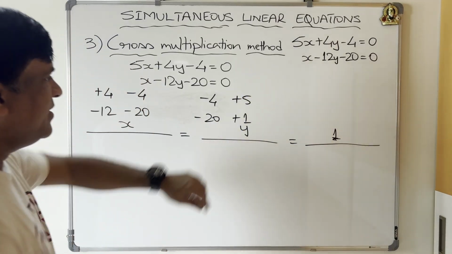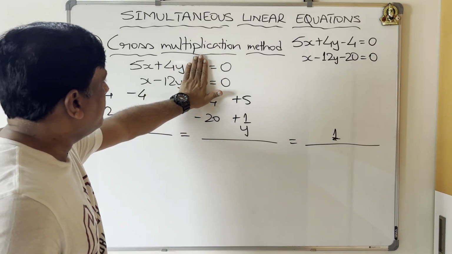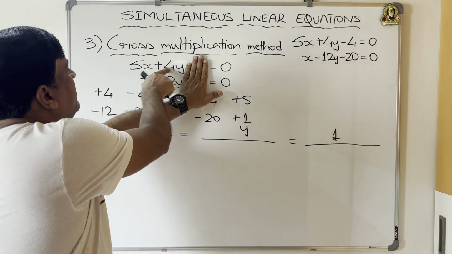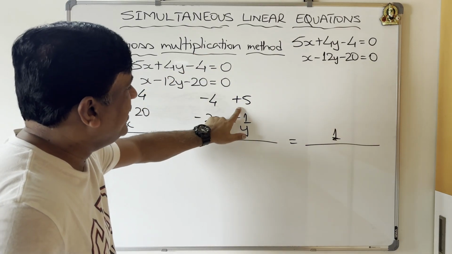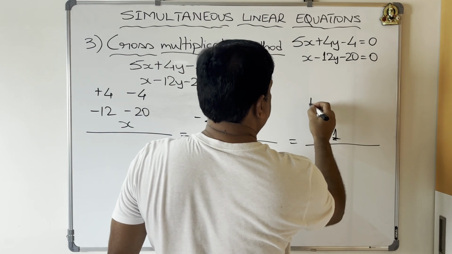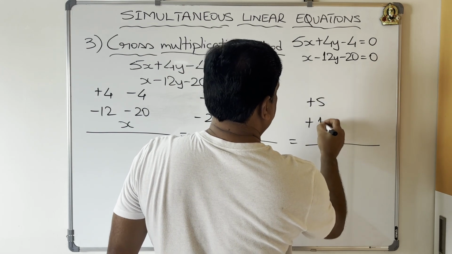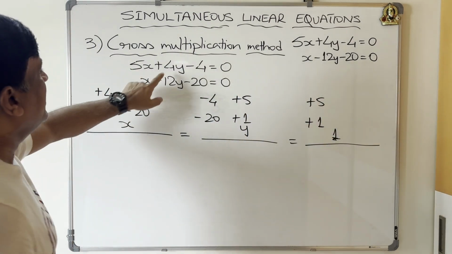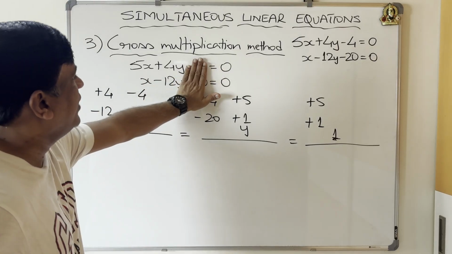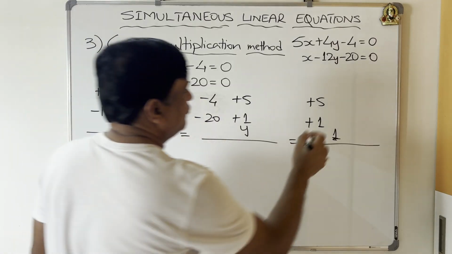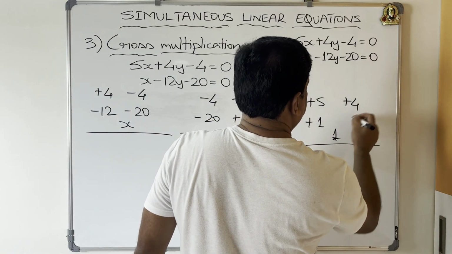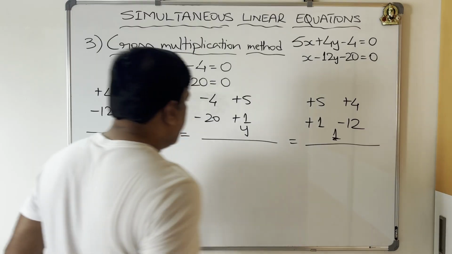Done? Okay. So now when I need to calculate for 1, I need the constants for both x and y. Since this is already there, I am going to copy it again over here. Plus 5 plus 1, and then I am going to put these two, because look at it. Plus 5 plus 1 I have already taken. I need to take plus 4 and minus 12. So this becomes plus 4 and minus 12.